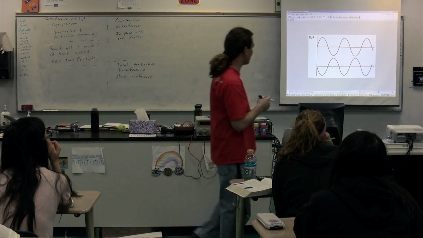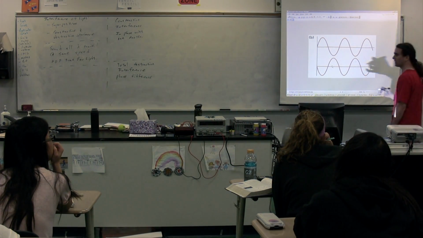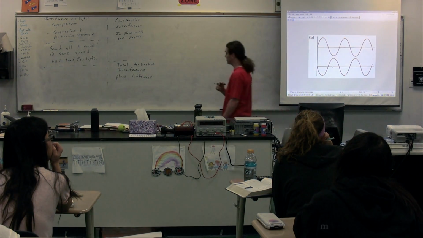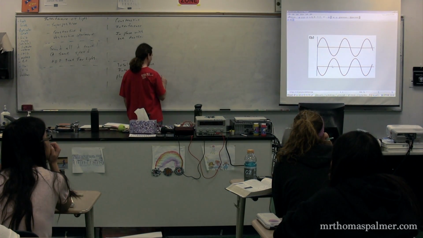That's actually technically not what we see here. What we see here is a half a wavelength phase difference. But 1.5 would be another example. So you can have a half a wavelength phase difference.